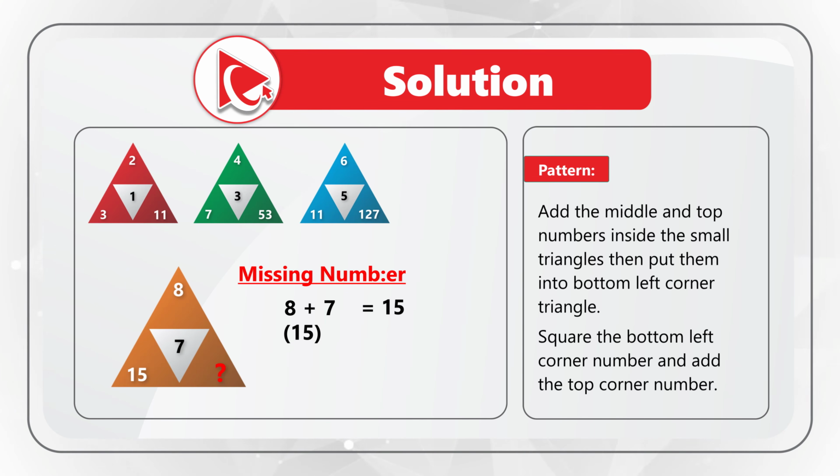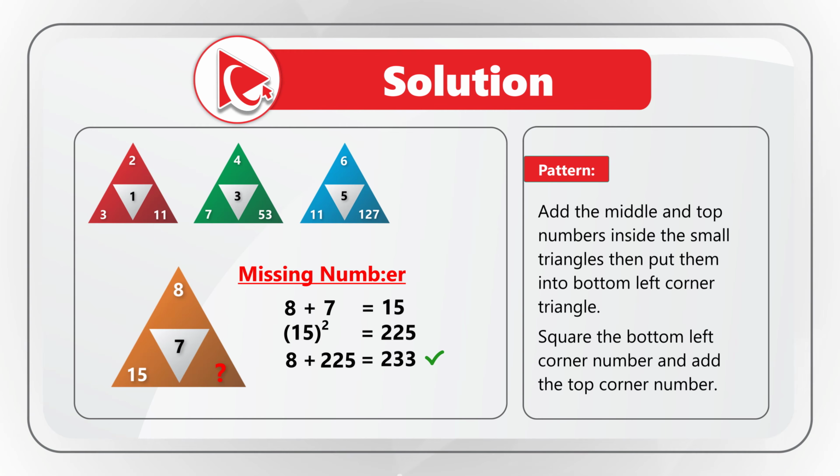15 square equals 225. And then based on this information, to find the missing number, we need to add 8, which is the number in the top of the triangle, plus 225, which is the calculated number. So the final number will be 233.